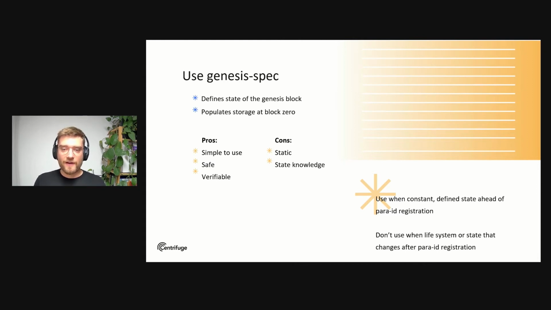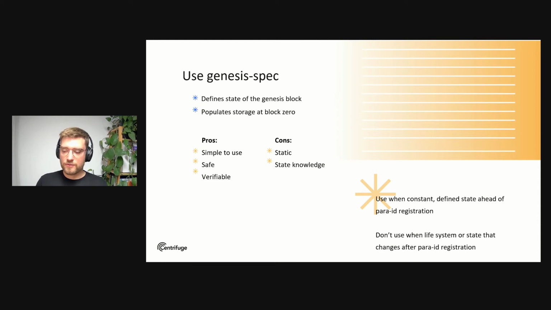It's safe and it's verifiable, which is really nice because you can basically hash your chains back, and then everybody can verify that it's the same. A big con is that it's static, and especially the state knowledge that you need to have at a certain point is rather difficult for standalone chains, because when you're a standalone chain, as we have one, once you want to be a parachain, you need to register for Parity.